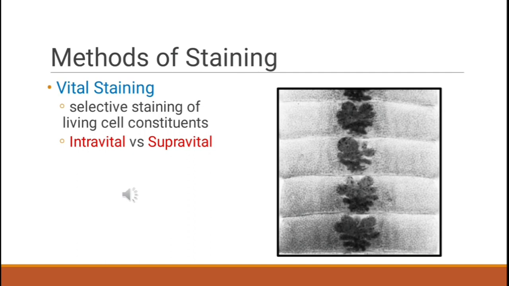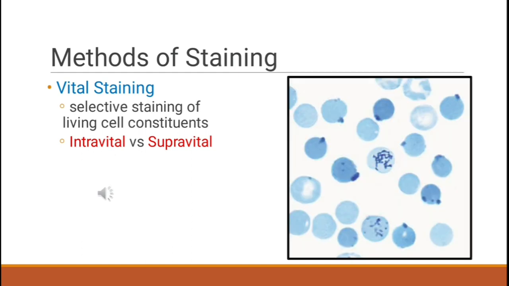Shown on the picture are the gravid proglottids of our Diphyllobothrium species. Please take note of the characteristic rosette-shaped uterus of the parasite, and it is stained with India ink. On the other hand, supravital stain is a method of staining used in microscopy in order to examine living cells that have been removed from an organism. It differs from intravital staining, which is done by injecting or otherwise introducing the stain into the body.